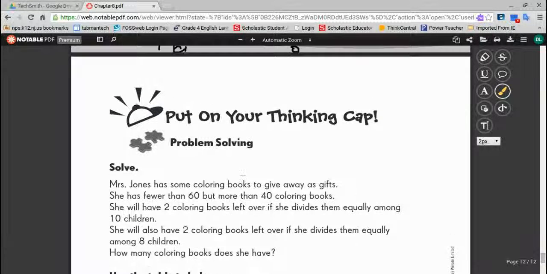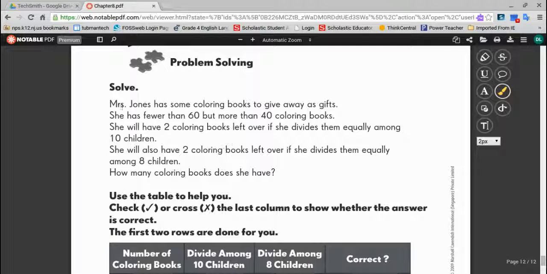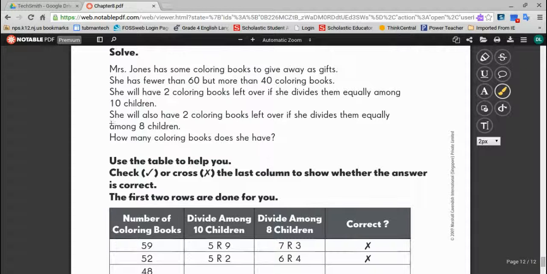This is page 158. Put on your thinking cap. Problem solving. Mrs. Jones has some coloring books to give away as gifts. She has fewer than 60, but more than 40 coloring books. She will have 2 coloring books left over if she divides them equally among 10 children. She will also have 2 coloring books left over if she divides them equally among 8 children. How many coloring books does she have?